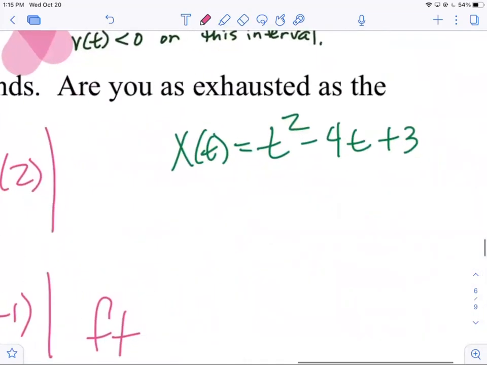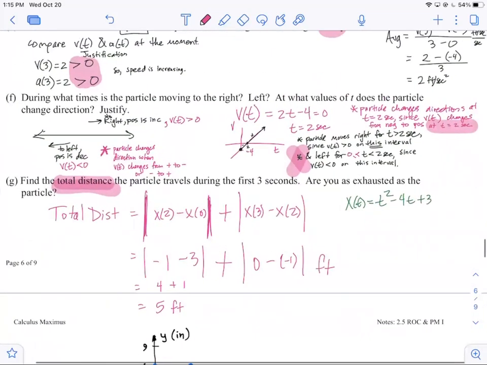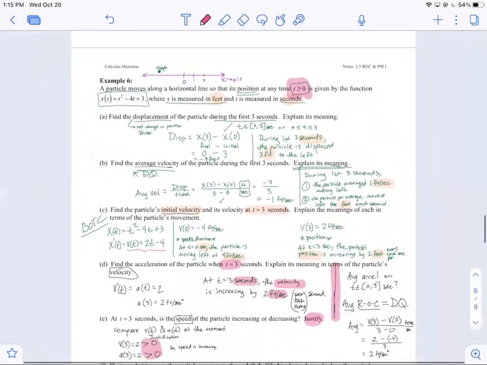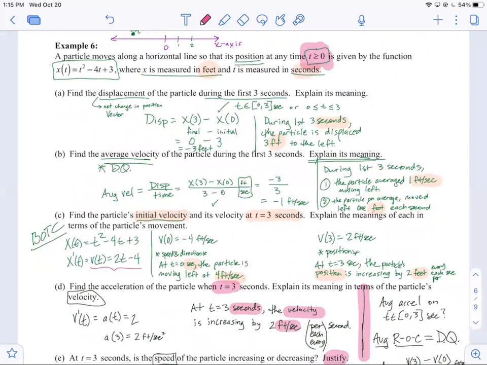All right. So it says, are you exhausted as the particle? Yeah. I mean, that was a lot, right? It took us 2 whole days to do that. Now that is way too much for one free response question on an exam, but any combination of these questions or any single one for multiple choice is fair game, right? So we need to know how to do all of it, right, Ethan? Right.